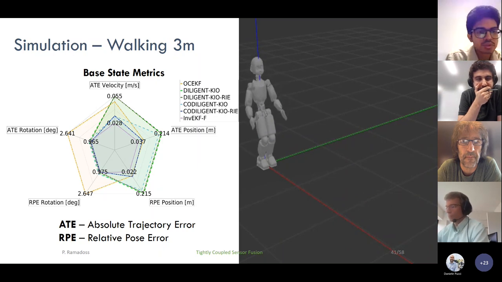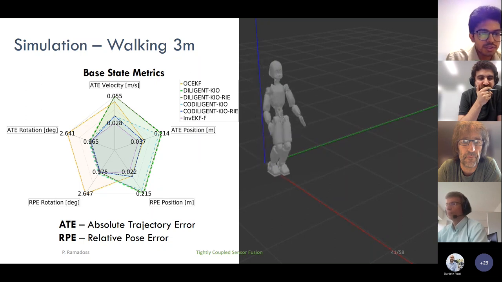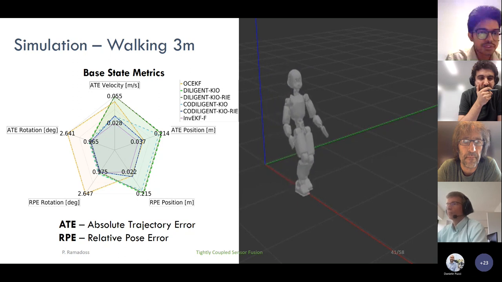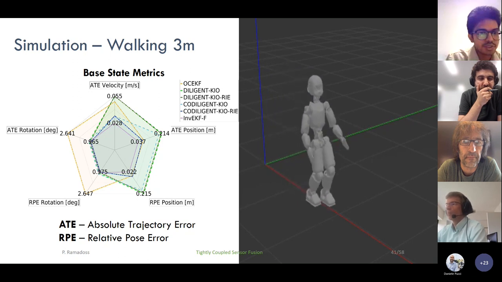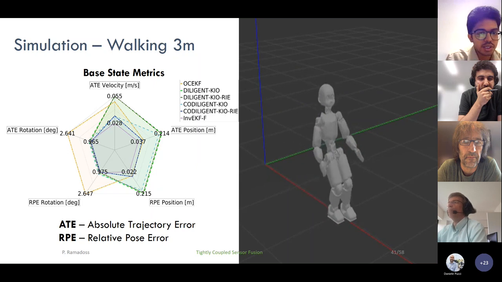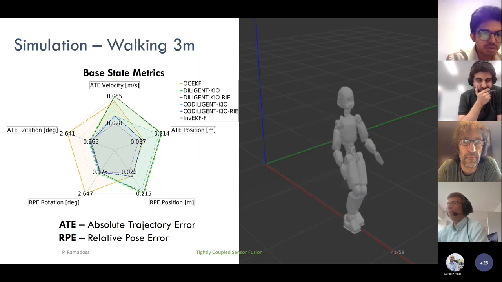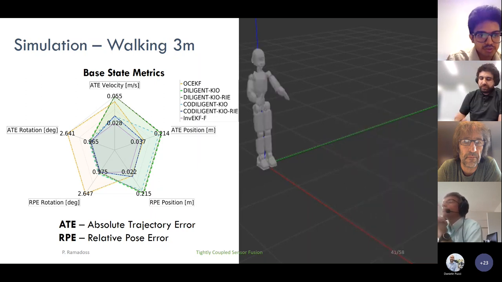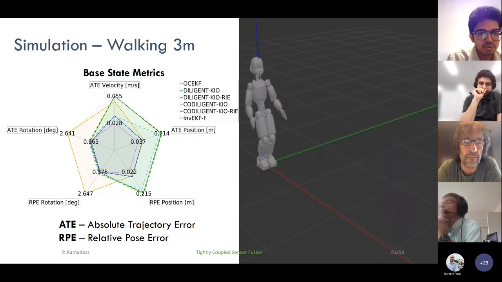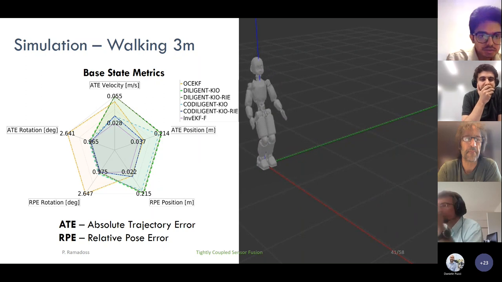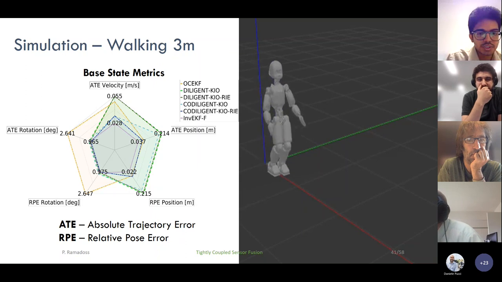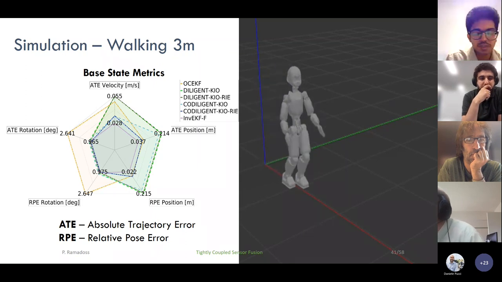So here what we notice is that, in general, filters evolving using the matrix Lie group representation suffer from lower rotation errors in comparison with the quaternion approach. And the most important point to notice is that the filters that exploit some or all of the properties of the invariant filtering framework suffer from really low position errors, while the other variants of DILIGENT-KIO suffer from unacceptable position errors as they walk, due to a wrong choice of linearization points.